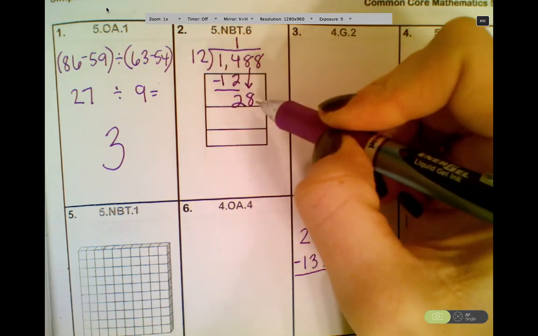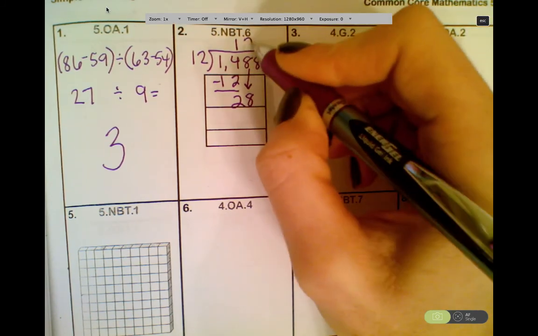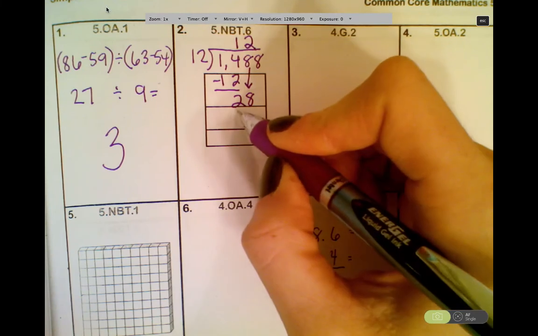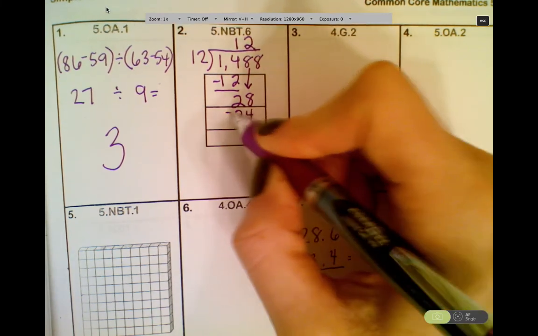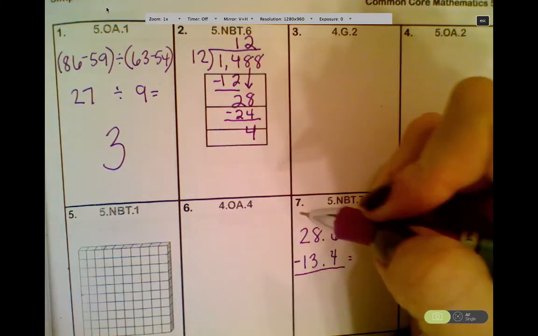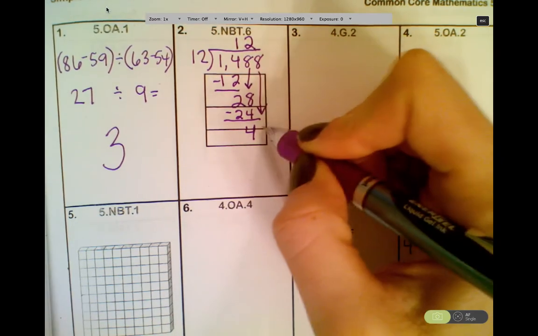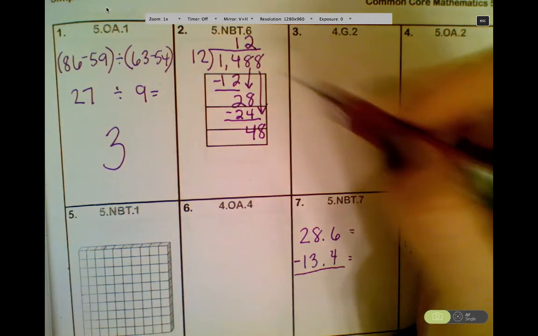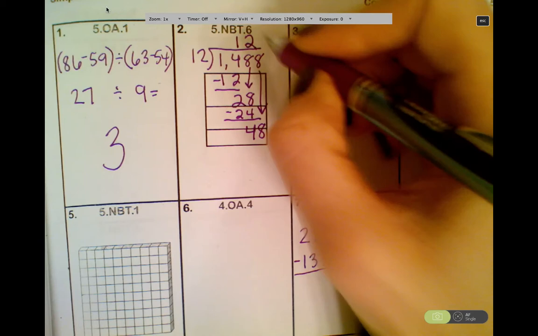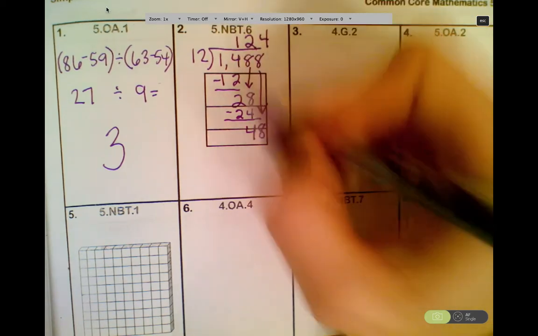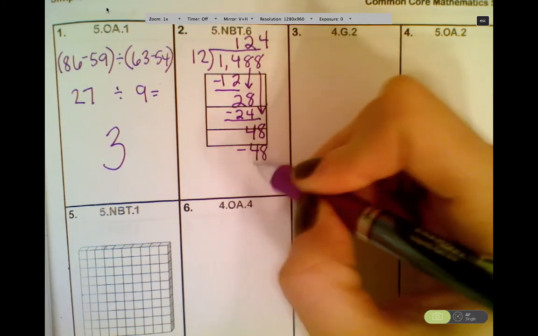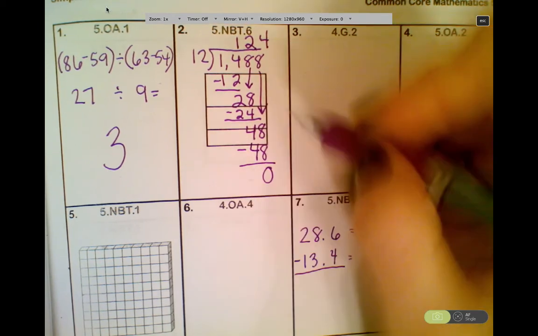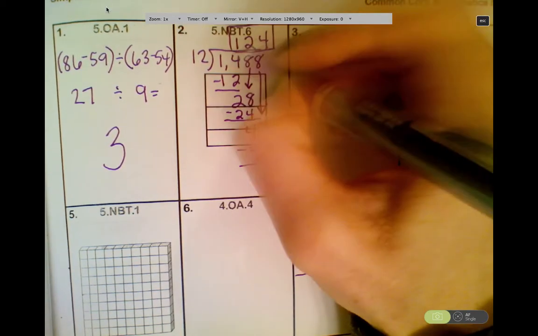I know that 12 goes into 28 two times. 2 times 12 is 24. Subtract and get 4. Bring down my 8. I know that 12 times 4 is 48. And 48 minus 48 is 0. So my answer is 124.